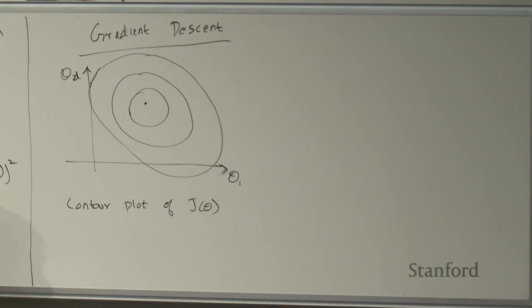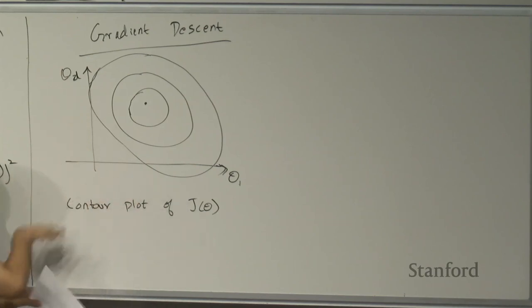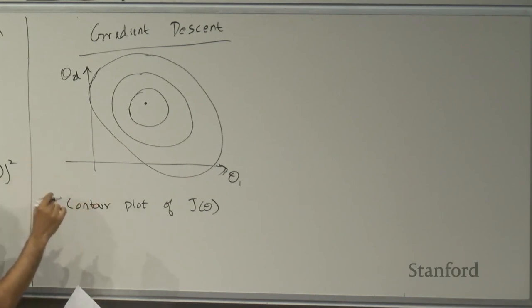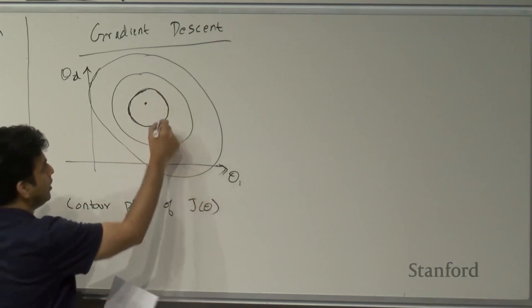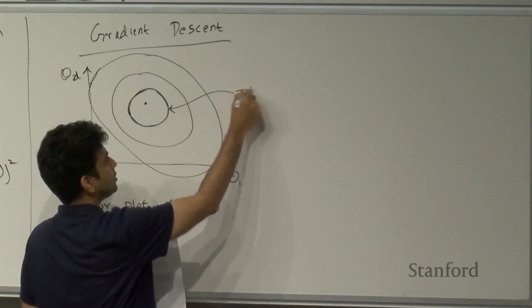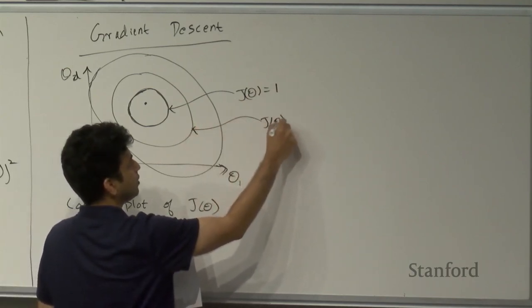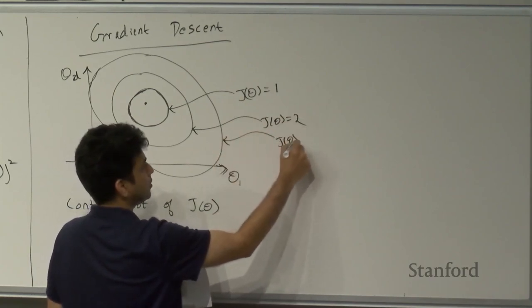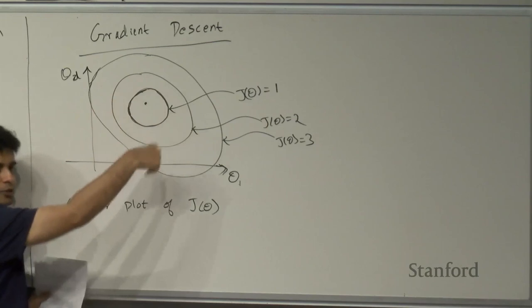Good question. So the question is, shouldn't the y-axis be J of theta, and theta 1 through theta d be on the x-axis? The answer is, this is a contour plot. In a contour plot, we trace out the set of all points in theta which output a specific value of J of theta. So this corresponds to J of theta equals 1, this corresponds to J of theta equals 2, and this corresponds to J of theta equals 3. It's a very different way of plotting things. The value of J of theta is not visible here, and it's implicit in the shape of the contours that we draw.